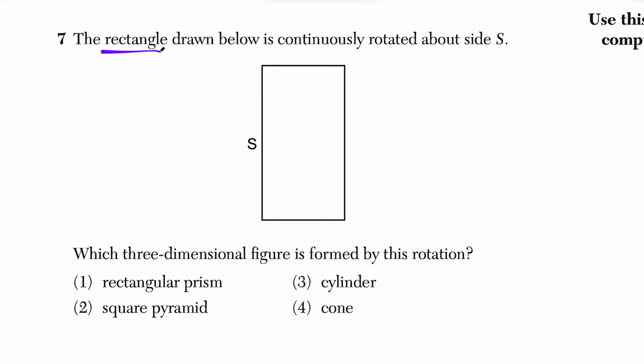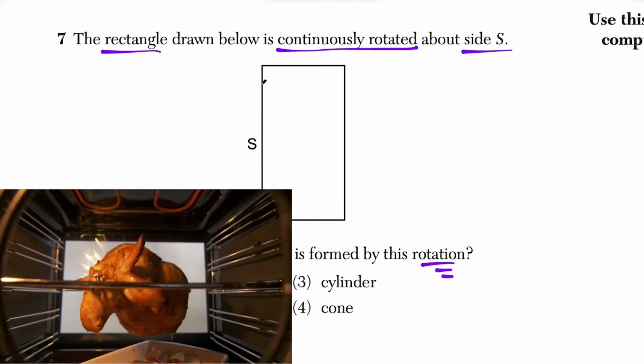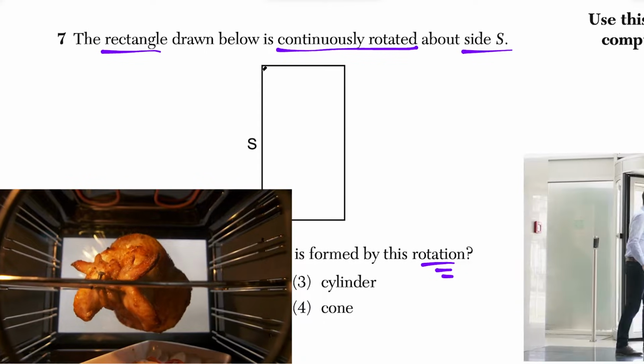Question 7, the rectangle drawn below is continuously rotated about side S. Which three-dimensional figure is formed by this rotation? For this question, we need to be able to imagine what it means to rotate something. I automatically think of rotisserie chickens when I hear rotation. But for this question here, it's going to be more helpful to think of a revolving door.